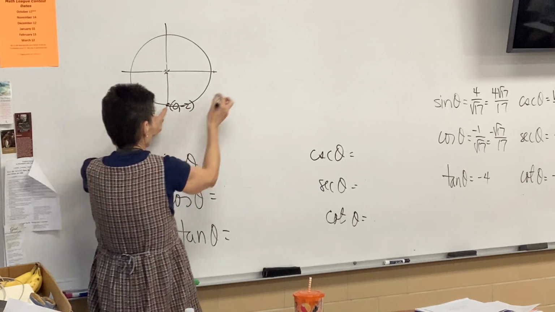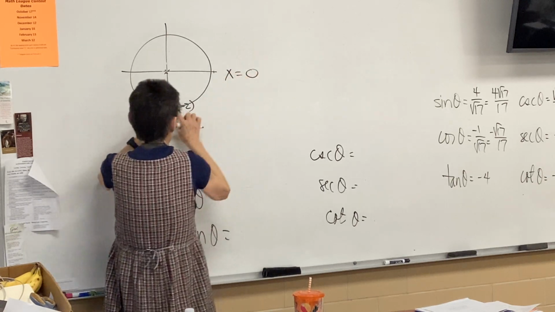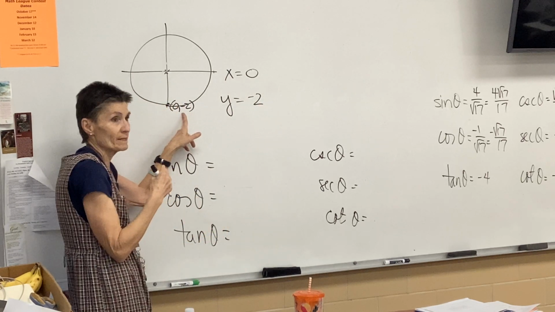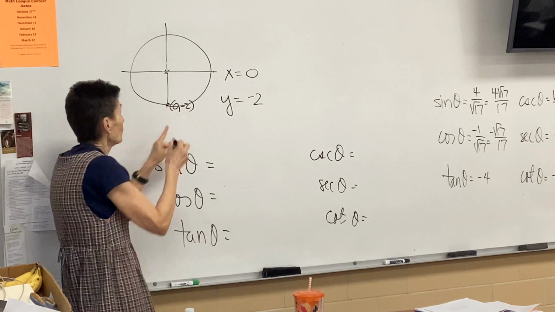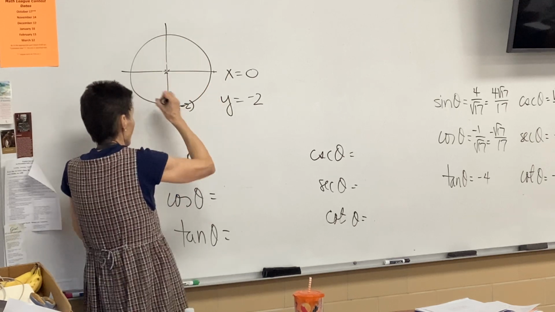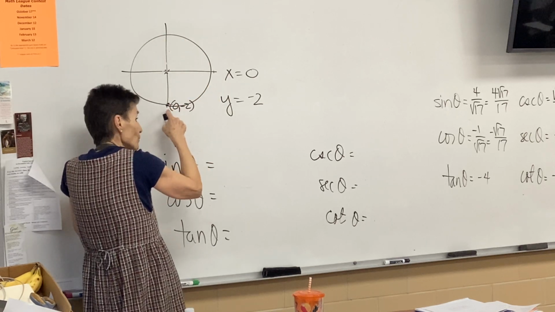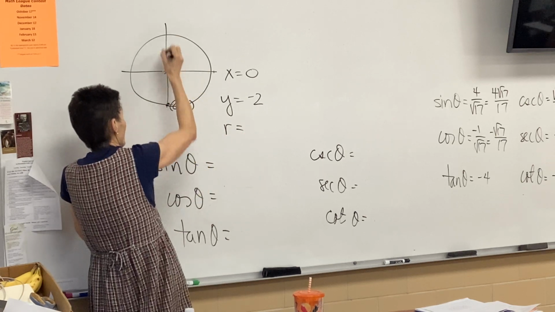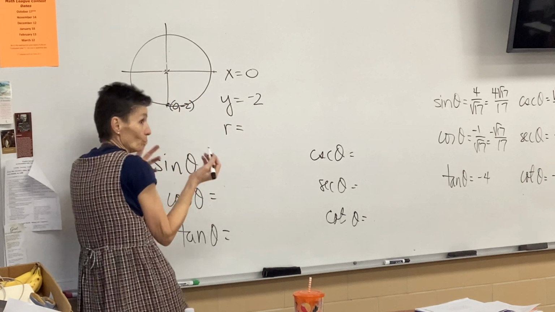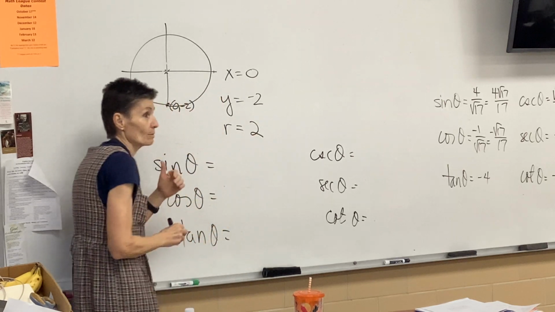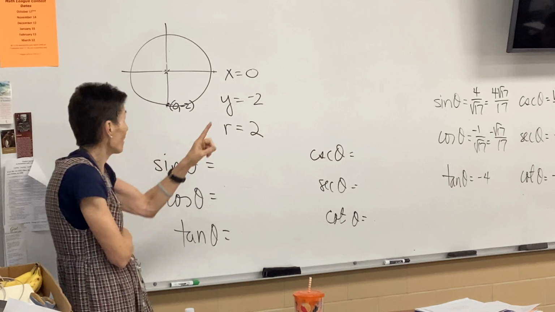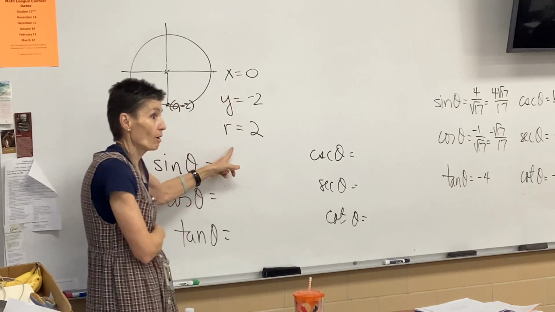In this problem, x is 0 and y is negative 2. You can't argue with that, that's the point. 0, negative 2. When I draw a circle through that point, what's my radius? What's the radius of that circle? 2, positive 2. Right? The radius is 2. So you have an x, a y, and an r value.